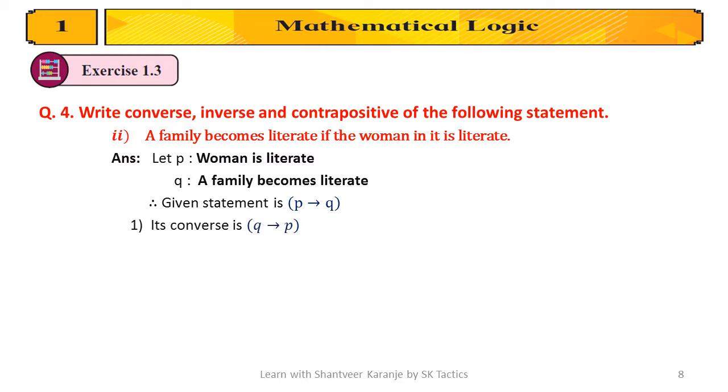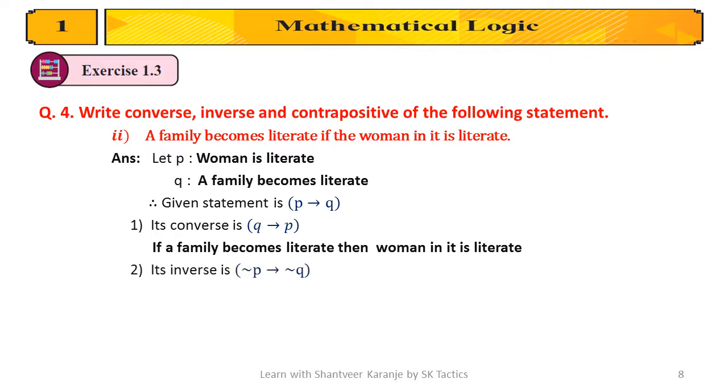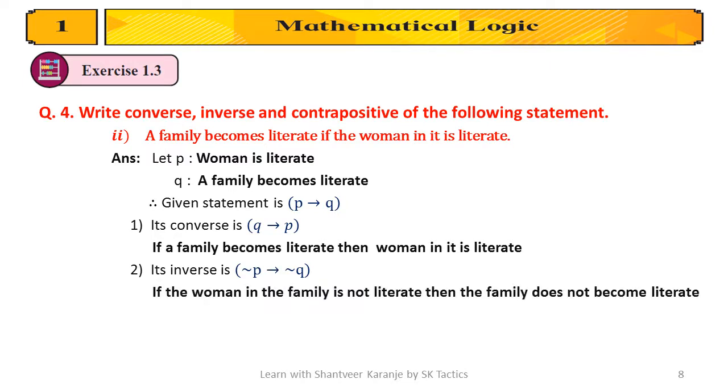Its converse is Q implies P. In statement form it is written as: if a family becomes literate, then the woman in it is literate. Remember, here if is shifted to the start of this statement, and if is replaced with then. So Q implies P is called the converse. Now inverse, negation of P implies negation of Q. In statement form it is: if the woman in the family is not literate, then the family does not become literate.